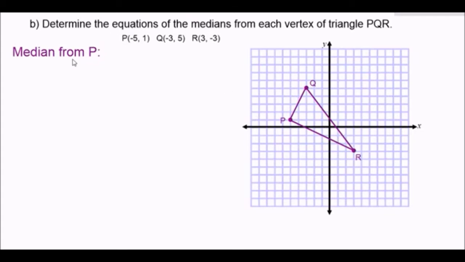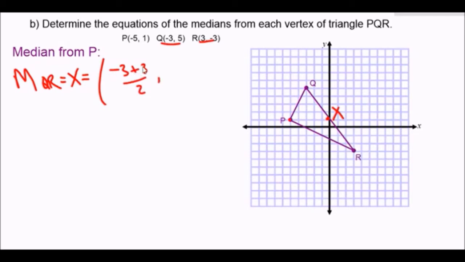And so we're going to start by finding the median from P. So again, what I need is point P, and I need a point on QR, which is the midpoint of QR. So I'm going to call it point X, and let's start by finding where point X is. So the midpoint, capital M, of QR, which I'm now going to define as point X. So let's use the midpoint formula. Here's Q and R, and let's find the coordinates of that midpoint.